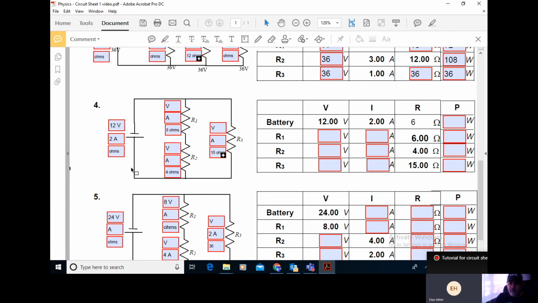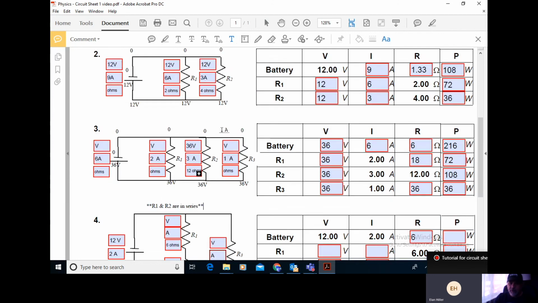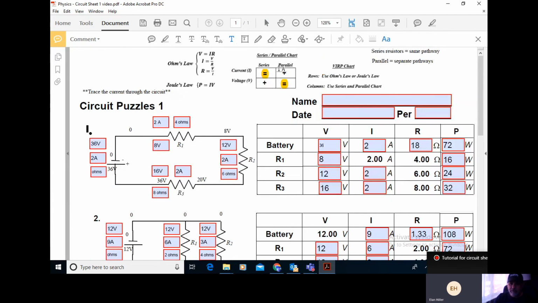I know that the current goes down here and splits up. I know that resistor 1 and 2, make a note of this, R1 and R2 are in series. Why is that? Because they're on the same pathway, but they're in parallel. Both of them are in parallel with R3 because R3 is on a separate pathway. So you're going to be looking at both sides of the chart here.